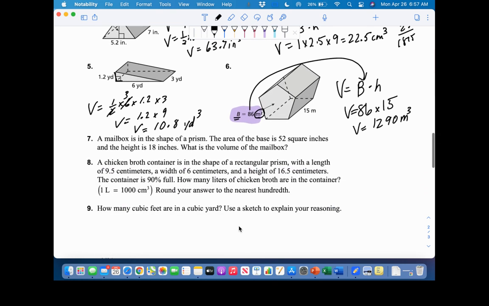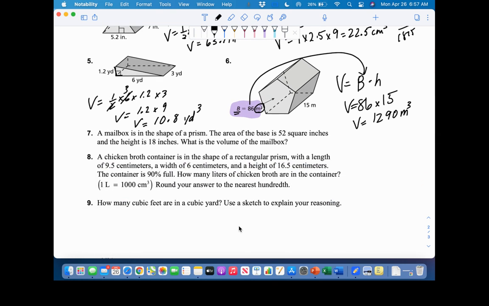All right, let's look at this one here. The mailbox is in the shape of a prism. The area of the base is 52. So again, they tell you what B is, and the height is 18. What is the volume? So if you end up with one like this, the area of the base times the height, that's just going to be 52 times 18. And so it's a word problem, so you think it's harder, but it's not. And you'll see some different variations of that. But if you multiply that out, it's 936 inches cubed.